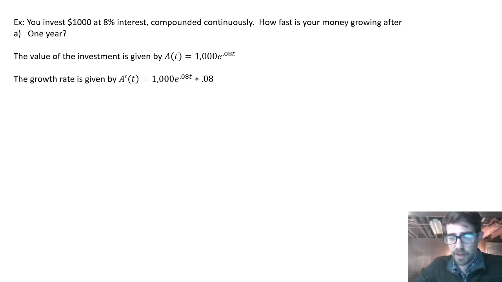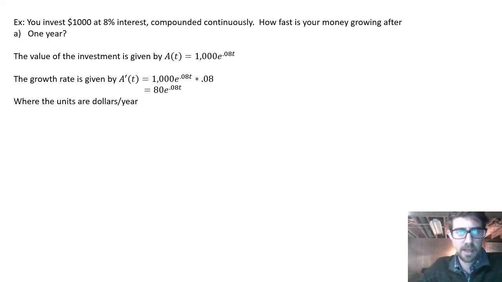Growth rate derivative, same thing. The 1,000 just comes along for the ride, times the derivative of e to the 0.08t, which is e to the 0.08t times the derivative of 0.08t, which is 0.08. So just multiplying 1,000 times the 0.08 simplifies to that. So at any time t, you're making 80 times e to the 0.08t dollars per year, and that's going up. So you're always making a little more money.